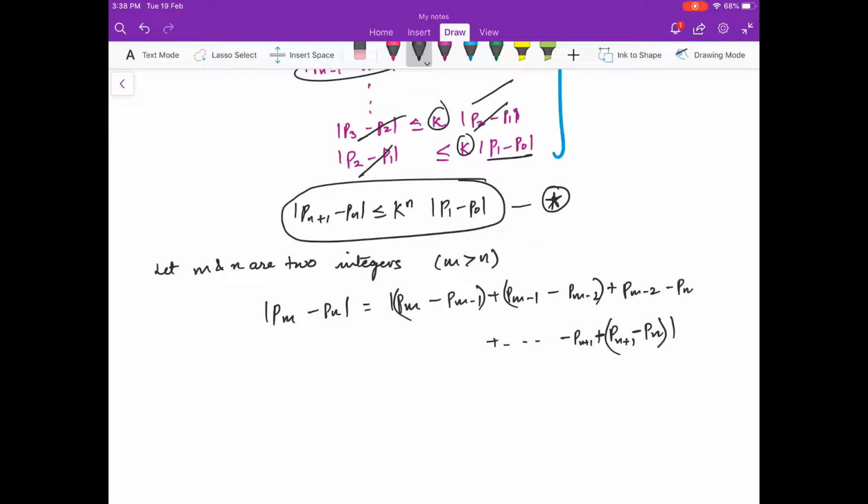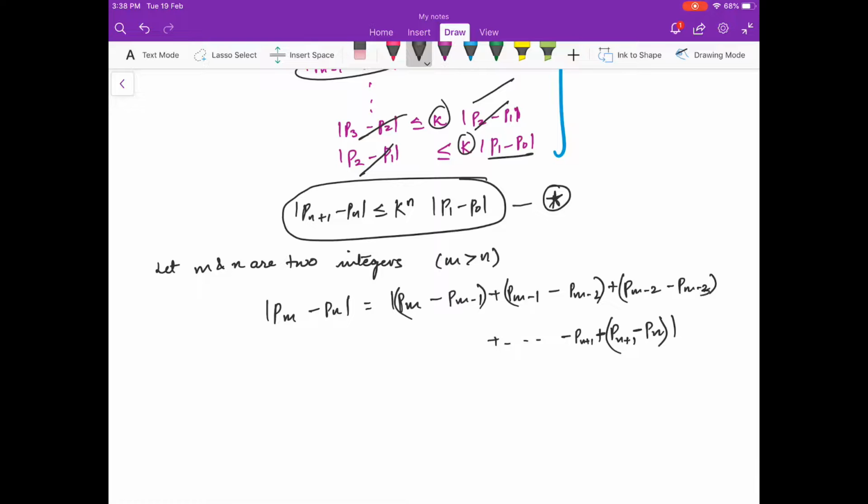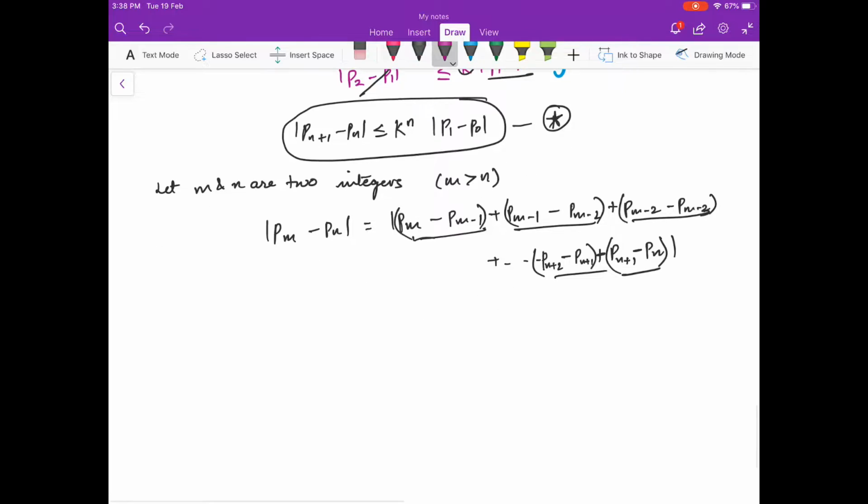Okay, here will be p_{m-2} minus p_{m-3} and so on. Here you will have p_{n+2}. So now you have these brackets. You apply triangular inequality.